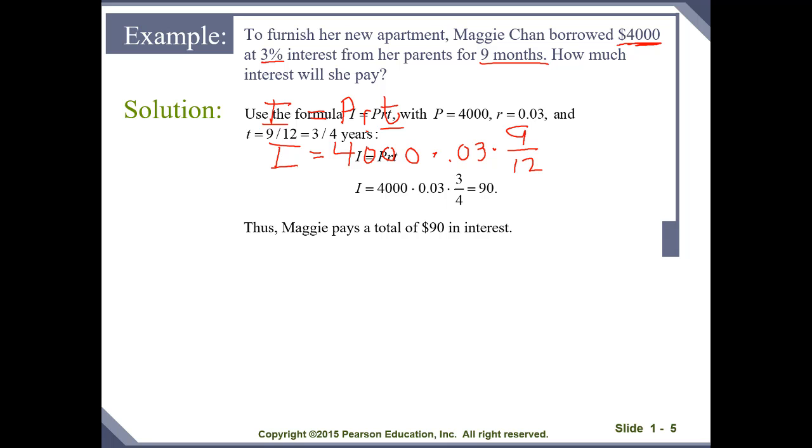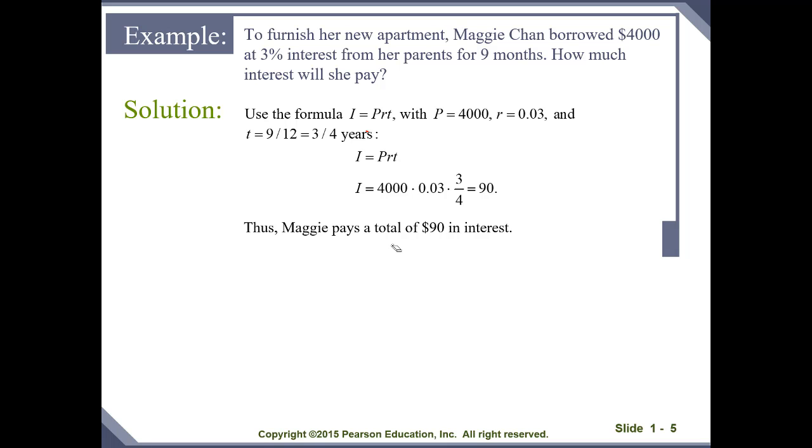And when we do that, we see that she is going to pay a total of $90 in interest. Read questions carefully. Sometimes questions will ask how much interest the person has to pay. Other times they'll ask, how much will they have to repay altogether? In a case like that, we would add our interest to the original value.